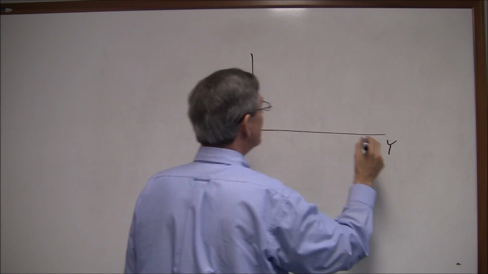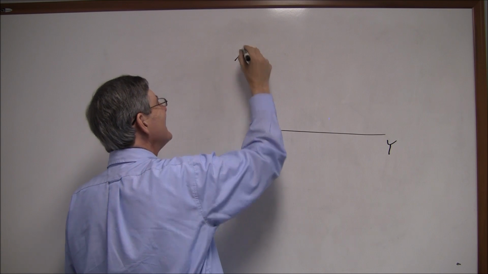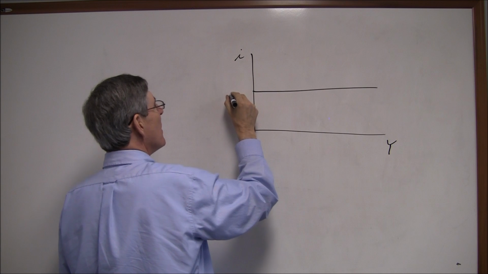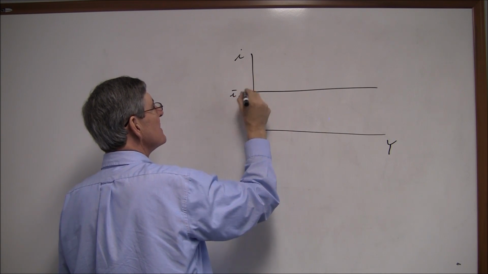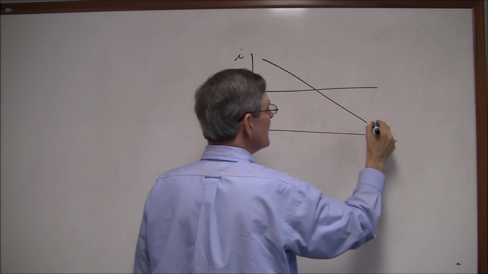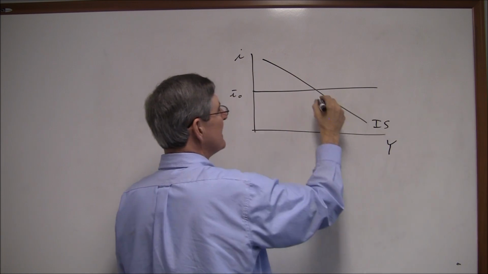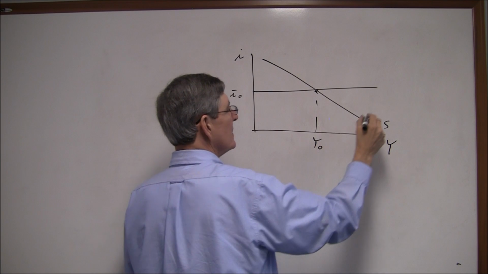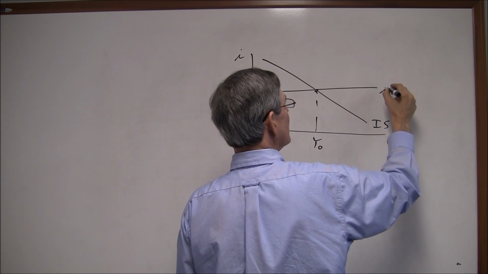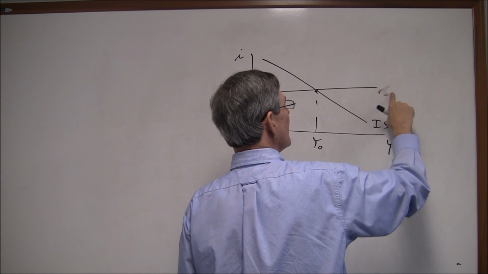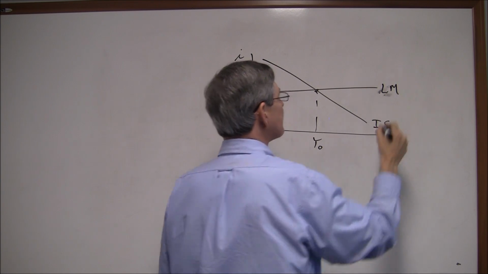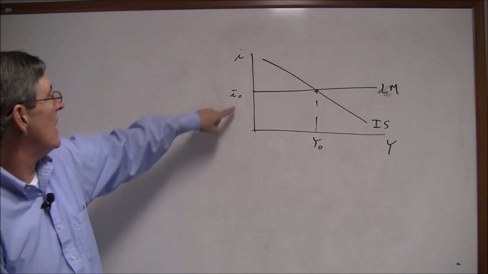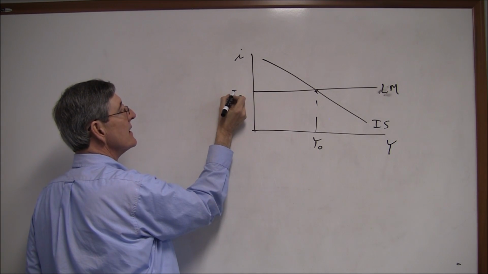Here's Y and I. Finally got it right. Here's I bar 0. That's their initial policy. Here's the IS curve. I'm not going to put the arguments in because we're not going to change any of them. Here's I. And this is LM. Monetary policy is just a new interest rate target.